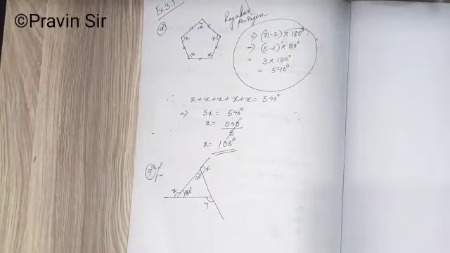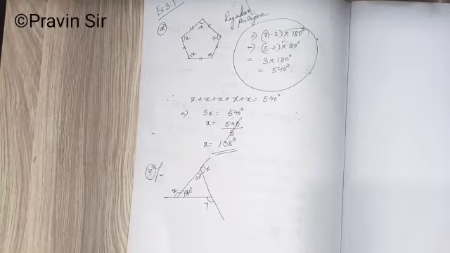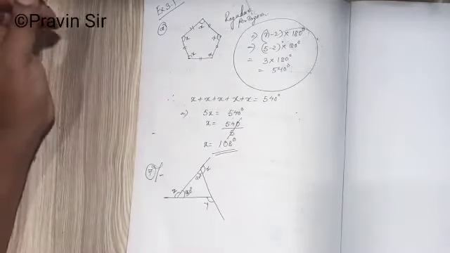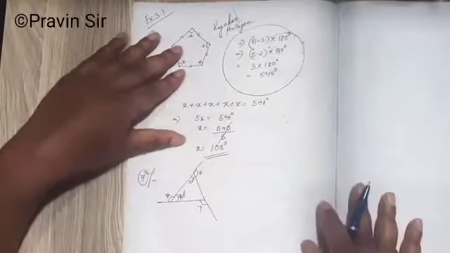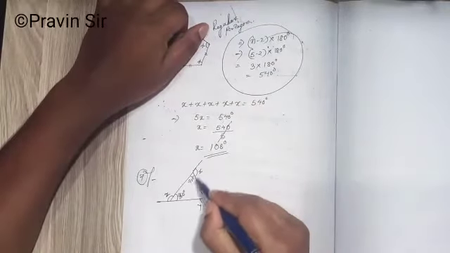Now, in this question, what do you have to do? You have to find out the values of x, y and z. So, let us see how to do this problem. Now, you see here. These two angles I can find out very easily.